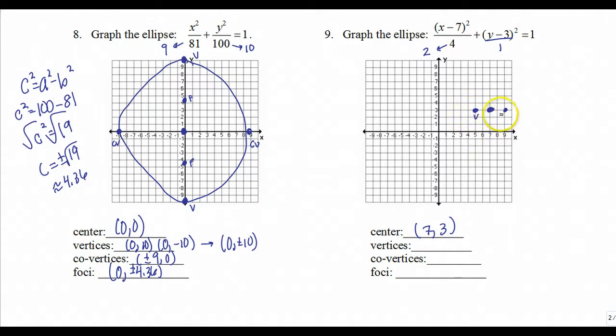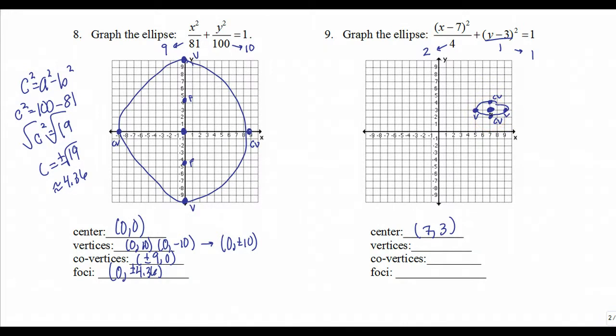These are actually my vertices because 4 is bigger than 1. I put it over 1 so I can get a fraction. The square root of 1 is 1. So I'm going to move 1 in the y direction. And I'm going y because it's under the y. I went 2 in the x direction because it was under x. And I have my graph. And then I can tell my longer axis is always my vertices, so I should put v's there. And my shorter ones are my co-vertices.